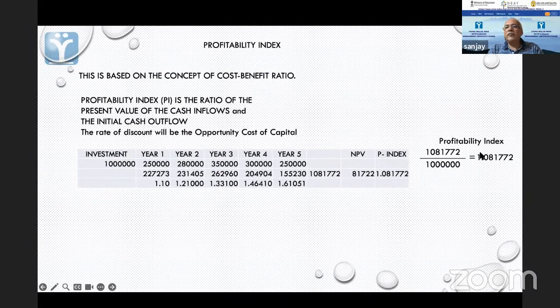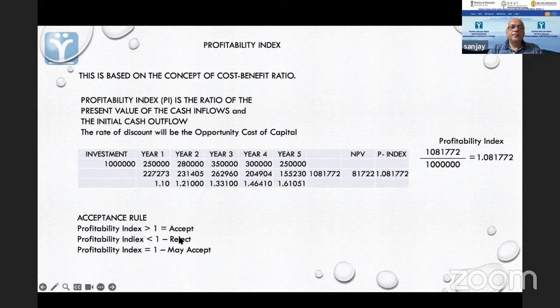If I get a figure above 1, that means it's worth investing. If I get 1, then I rely on non-financial factors, because then at least I'm not losing money. And if I get less than 1, then I should not make this investment because I am actually losing money. So that's the acceptance rule here.